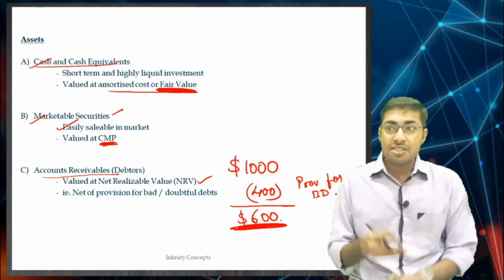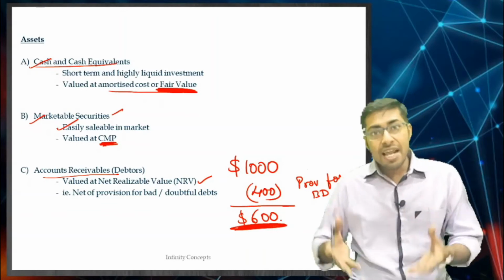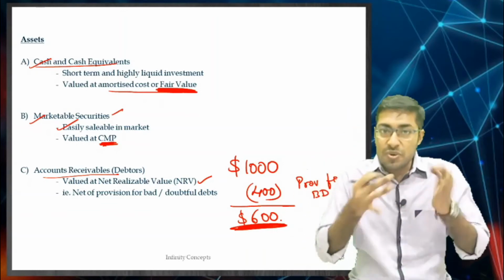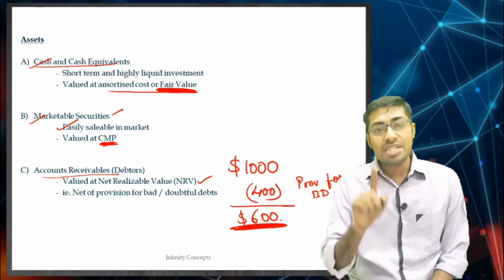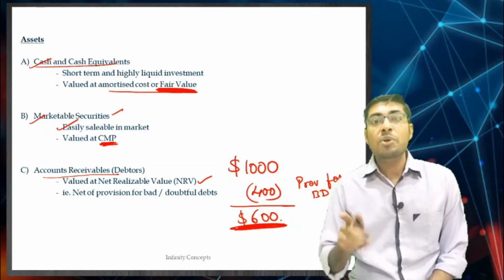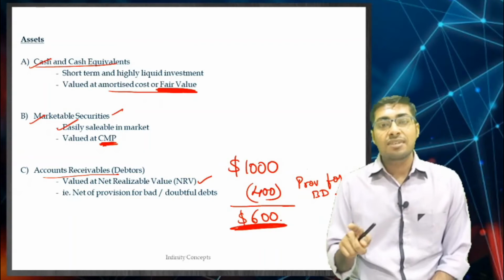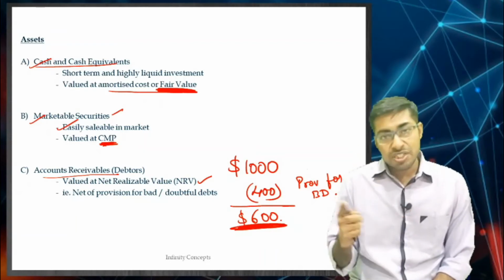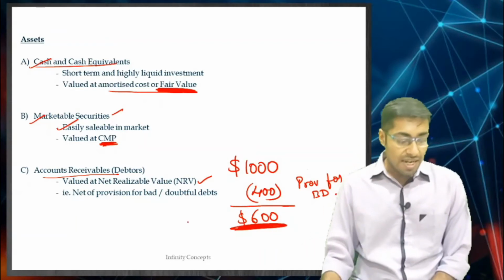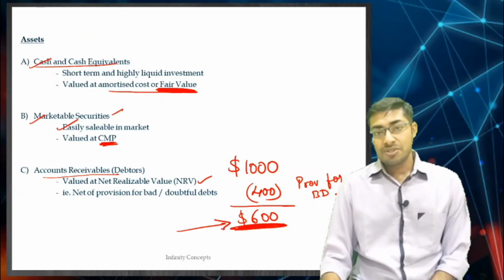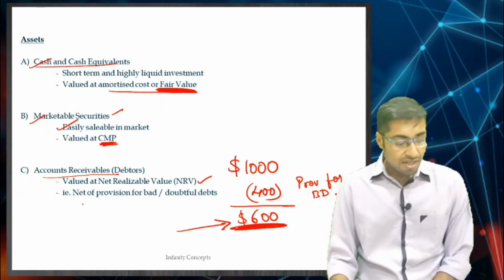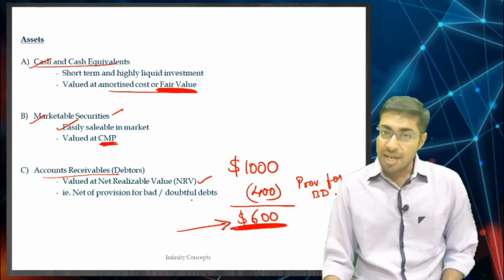This 600 is nothing but your net realizable value, because this is what you are going to realize, and therefore debtors are always valued at net realizable value. Net of what? Net of provision for bad debts. So your debtors are net of provisions, and therefore they are known as net realizable value. So it is valued at NRV, net of provisions for bad and doubtful debts.